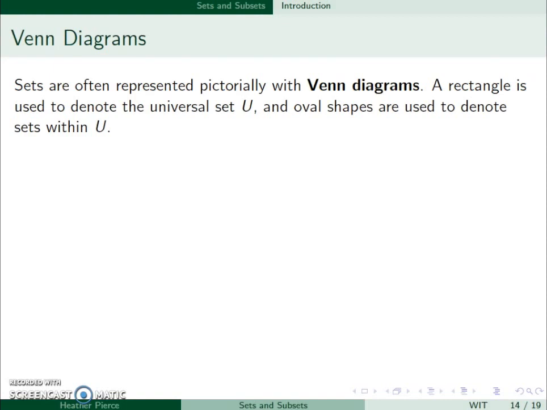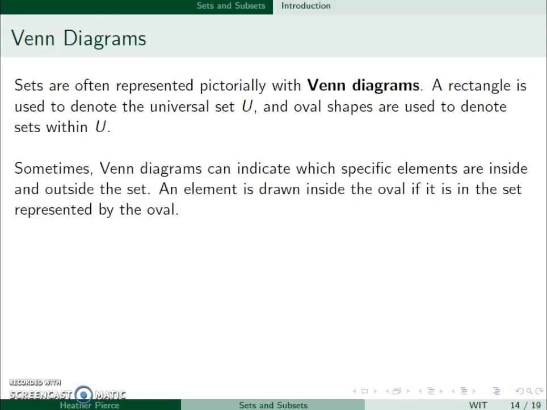We often represent sets pictorially with Venn diagrams. So we use a rectangle to denote the universal set U and oval shapes to denote the sets. And sometimes they can indicate which specific elements are inside and outside the set. An element is drawn inside the oval if it is inside the set represented by the oval.